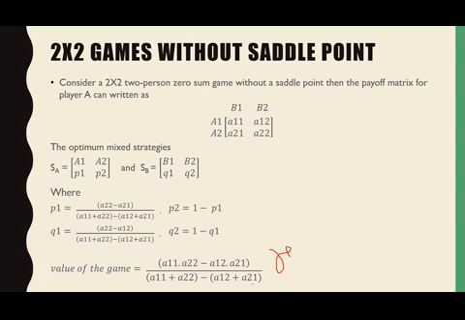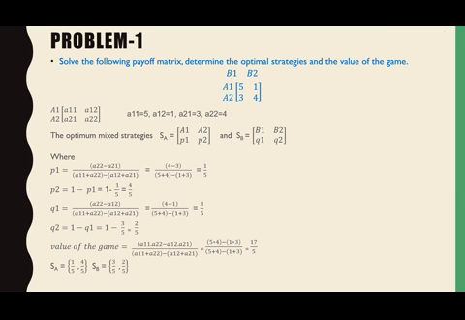Okay. So shall we have a look at a numerical problem and see how it is solved? So we'll take one problem. Solve the following payoff matrix. Determine the optimal strategies and the value of the game. The game is 5, 1, 3, 4. So by default, the matrix will be noted as A11, A12, A21, A22. So A11 is 5, A12 is 1, A21 is 3, A22 is 4.